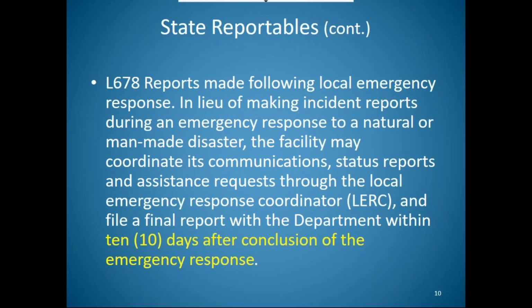In those situations, your priority should be taking care of your residents. OSDH does not expect you to stop what you're doing, write out an incident report and send it to us. You need to immediately get in touch with your LERC. You need to get those residents to a safe place.